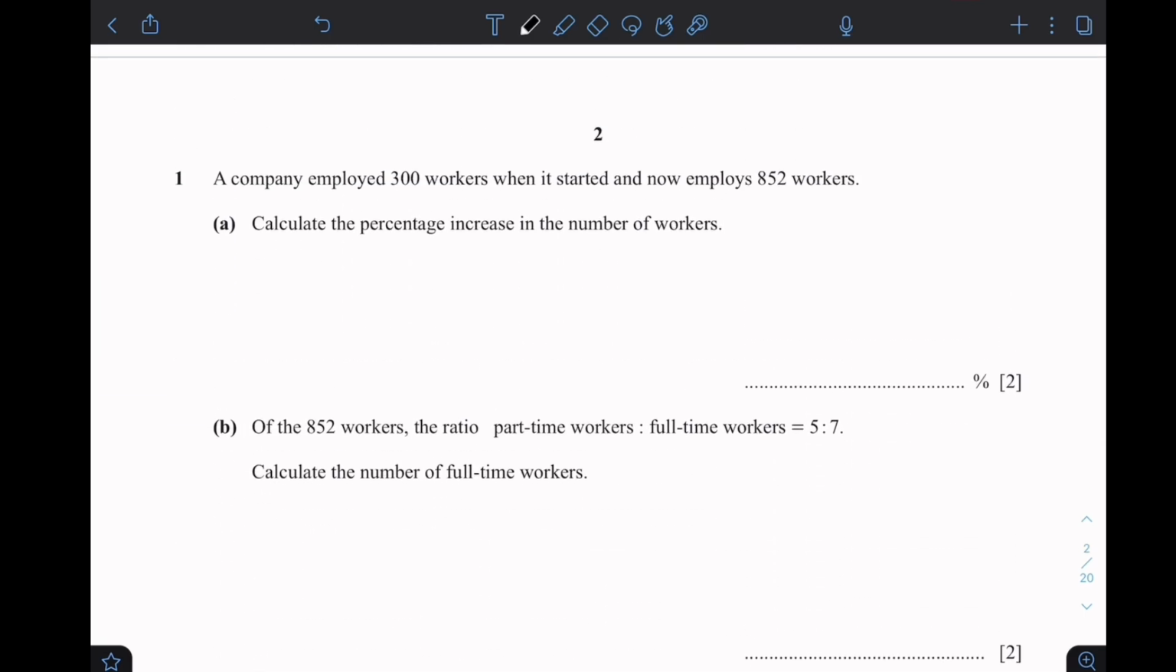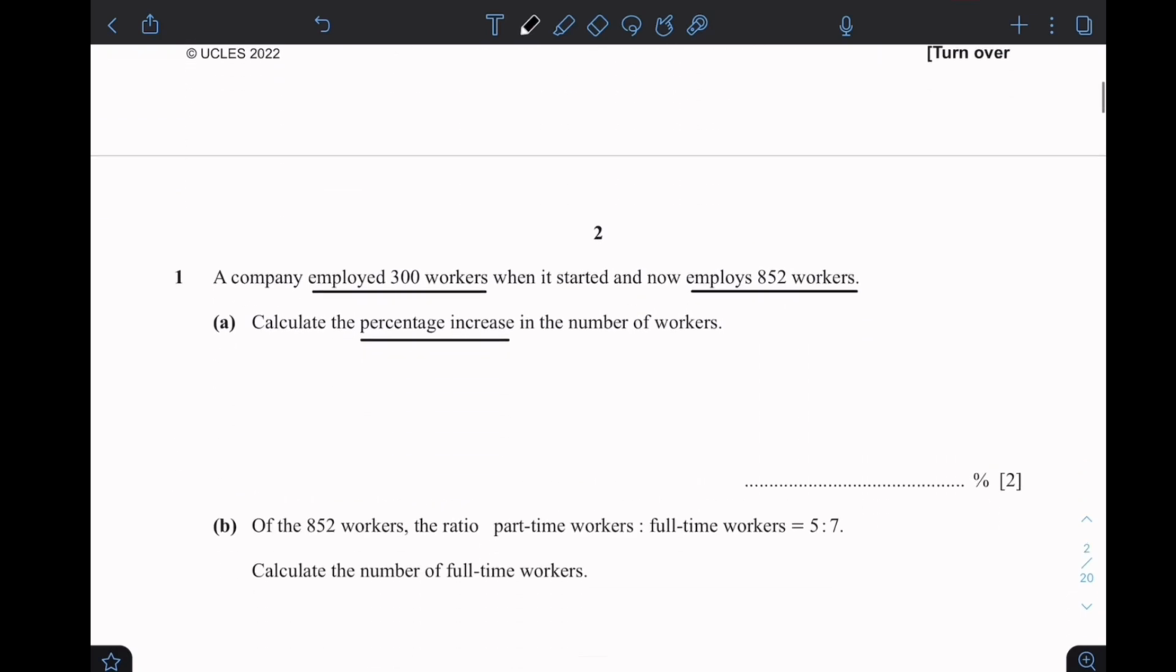So the first question says a company employed 300 workers when it started and now employs 852 workers. Calculate the percentage increase in the number of workers. So basically the question is asking there are 300 workers initially and now there are 852. So you have to calculate how much percent was it from 300 to 852.